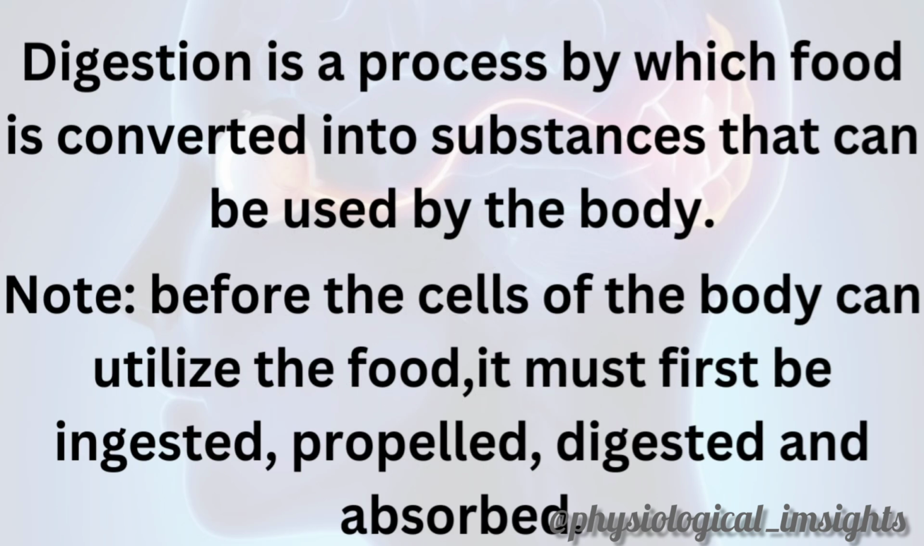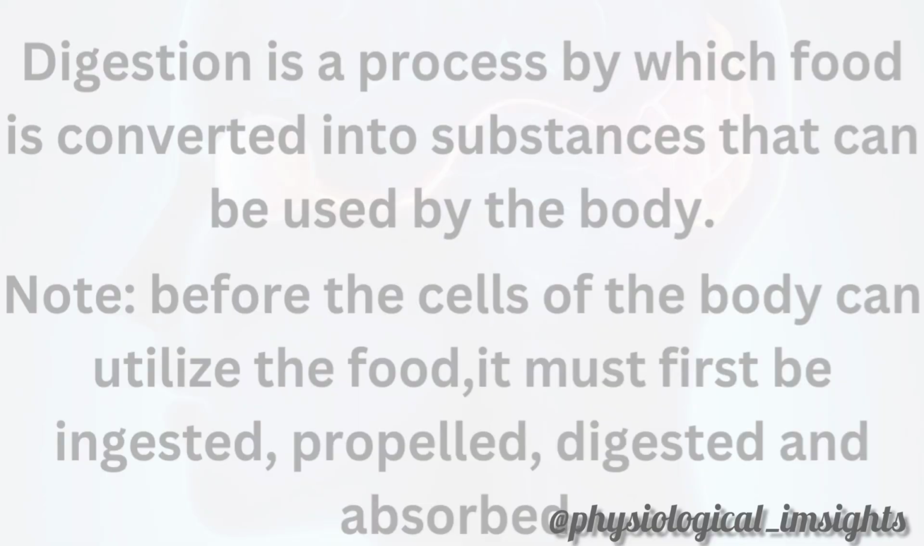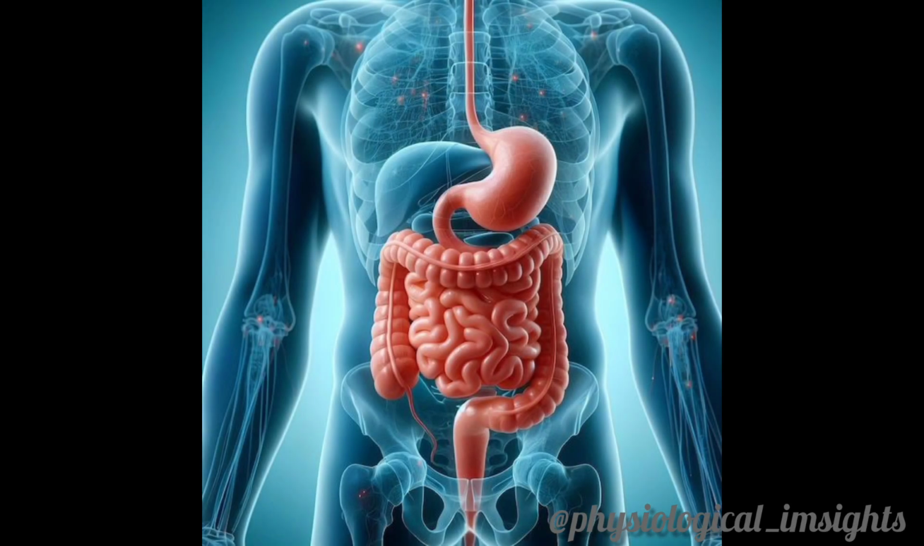Digestion is a process by which food is converted or broken down into substances that can be used by the body. Note: before the cells of the body can utilize the food, it must first be ingested, propelled, digested and absorbed. Digestion of food molecules occurs by means of hydrolysis, which is the breaking down or splitting of large molecules or bonds into smaller ones, by chemical addition of water.